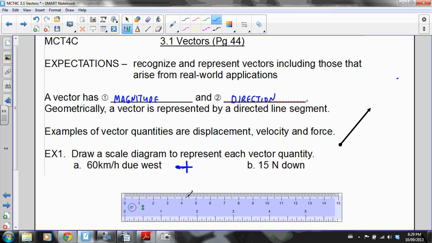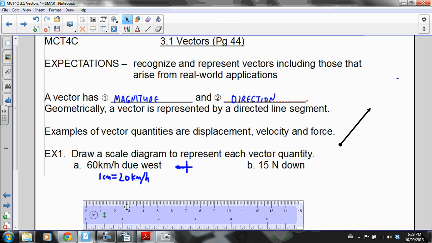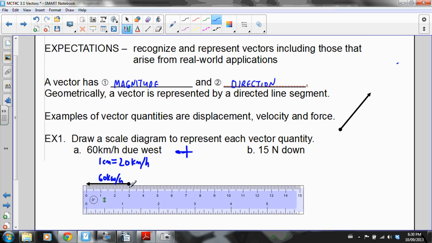Well, I'm not going to draw it 60 centimeters long. I'm going to let each centimeter be, let's say, maybe 20 kilometers per hour. And then I know I have to draw a line segment here that is 3 centimeters long to make 60, and then pointed straight west, like that. And then I'd label it with its actual value that it's supposed to be. There's the scale. There's the diagram.